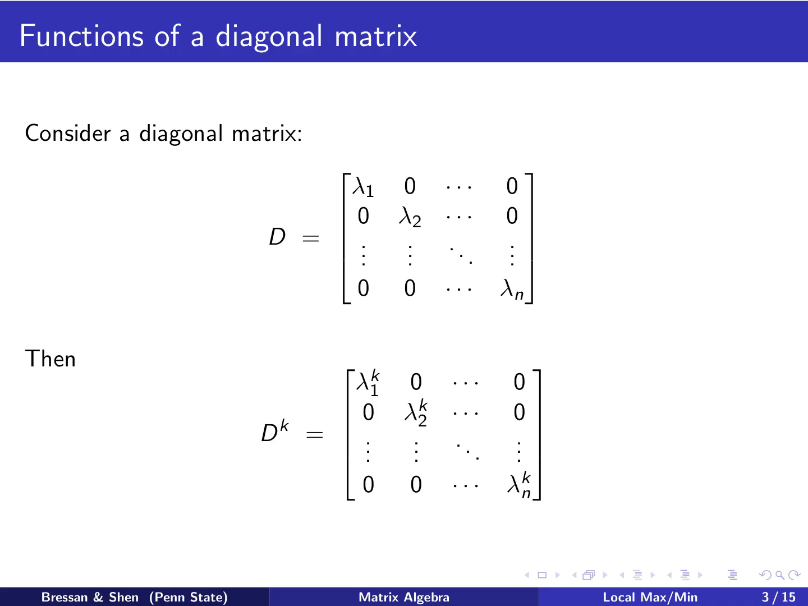Let's first look at functions of a diagonal matrix, which is always way simpler to understand. So consider a diagonal matrix D, which has lambda 1, lambda 2, up to lambda n on the diagonal. Then if you take it to the power k, that is D times D, k times, and it's easy to verify that it's also a diagonal matrix, and along the diagonal you will simply have the kth power of the original lambdas. So it will be lambda 1 to the power k, lambda 2 to the power k, and all the way to lambda n to the power k.